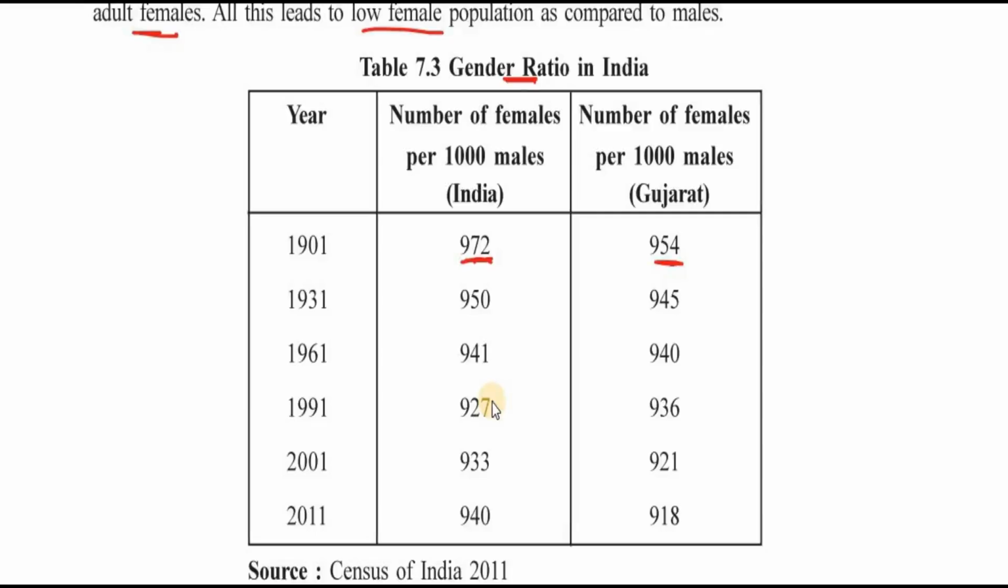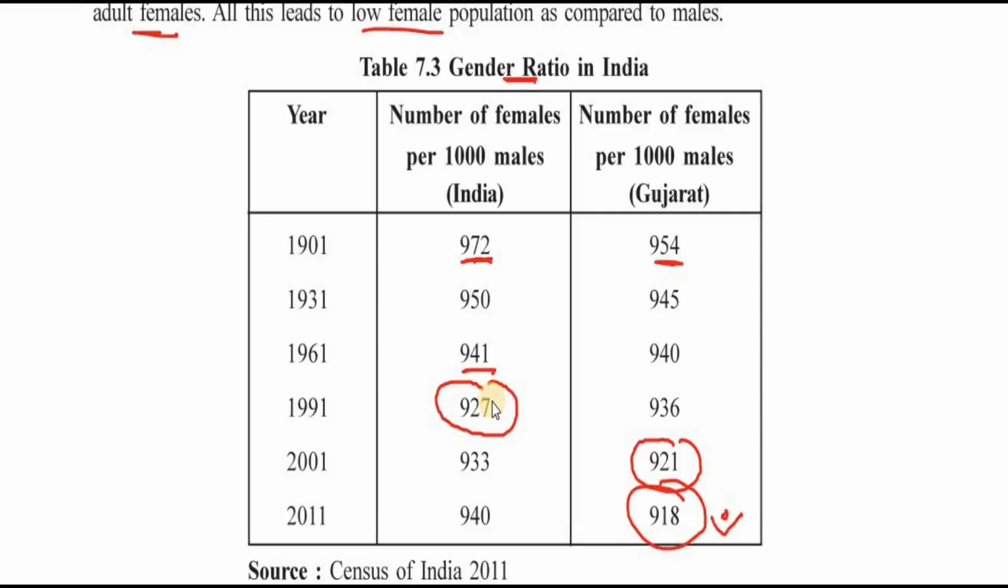You see, around 1961, it had gone down to 941 females per thousand males, and the lowest ratio was in 1991, 927 females per thousand males. In Gujarat, it had gone down to 921 females, and 918 in 2011. See, so Gujarat is at the worst stage here, where the lowest number of females is seen.